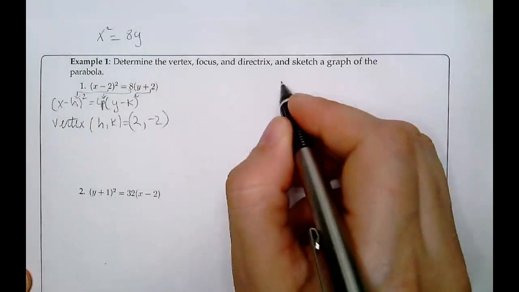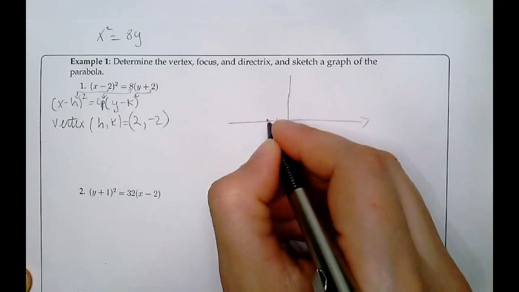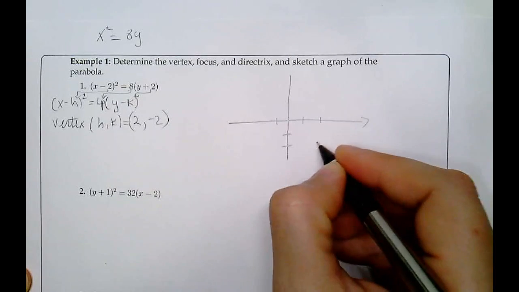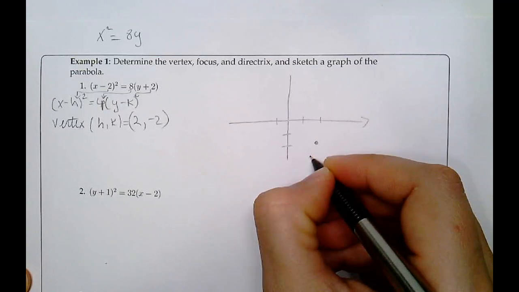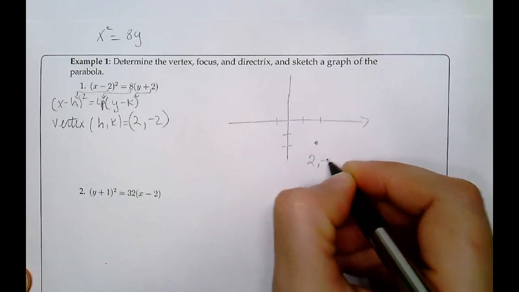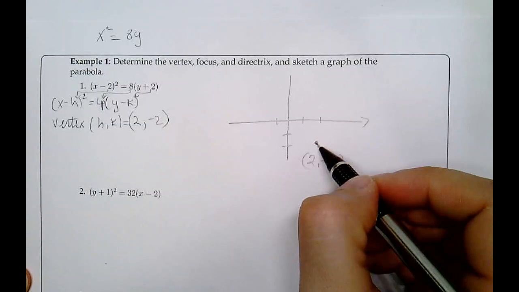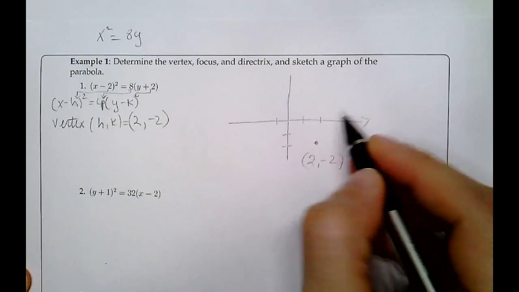So we have the vertex. The vertex is at 2, -2, 2 for x and -2 for y. So this is the vertex. So it moved to the right 2 units and down 2 units, sorry.